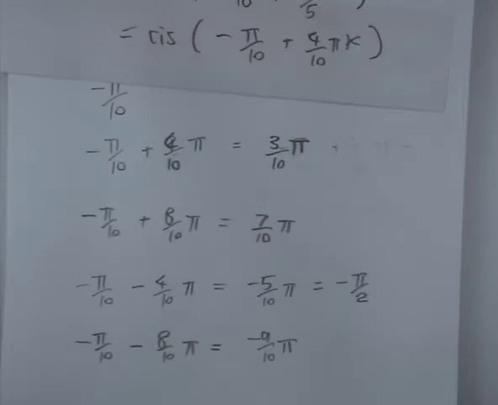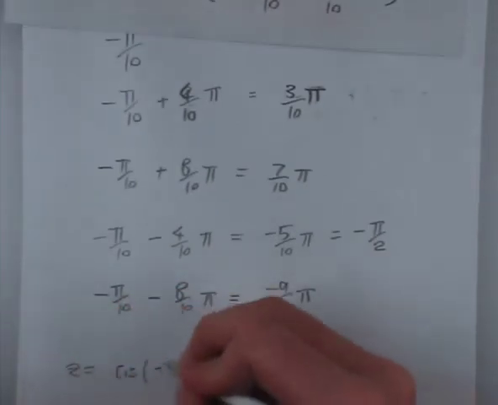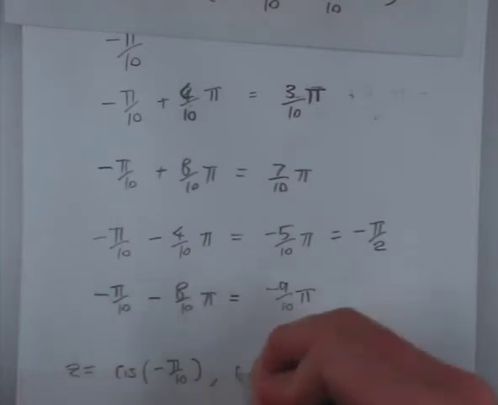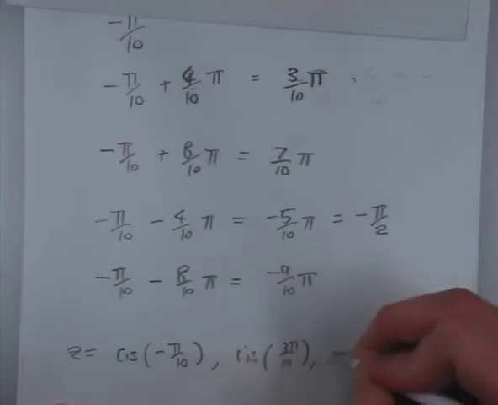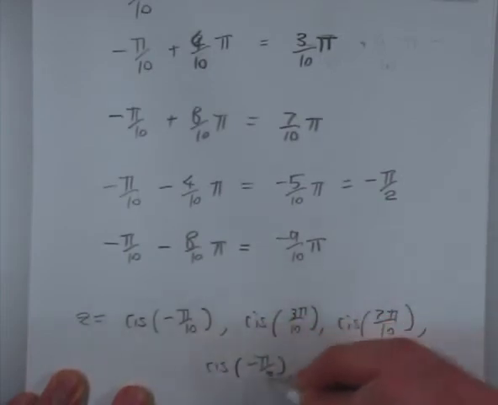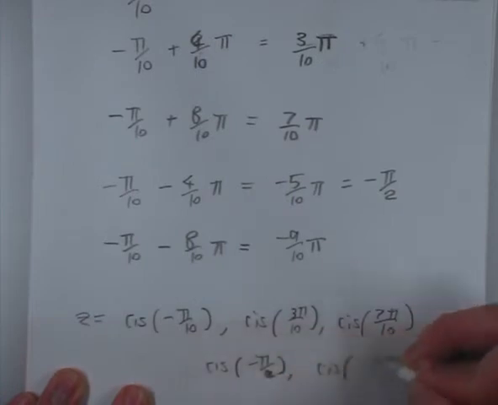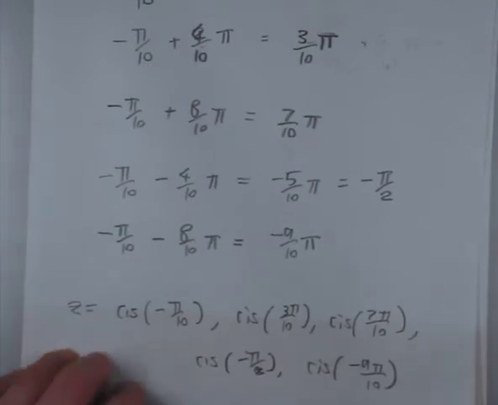So I probably shouldn't have wasted my time writing them all out separately, but there you go. So z is, in fact, cis of minus pi on 10, cis of 3 pi on 10, cis of 7 pi on 10, cis of minus pi on 2, and cis of minus 9 pi on 10. And they are the 5 answers.